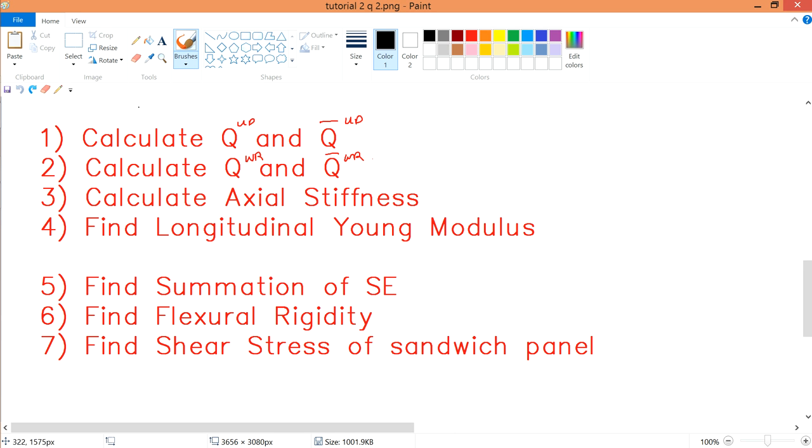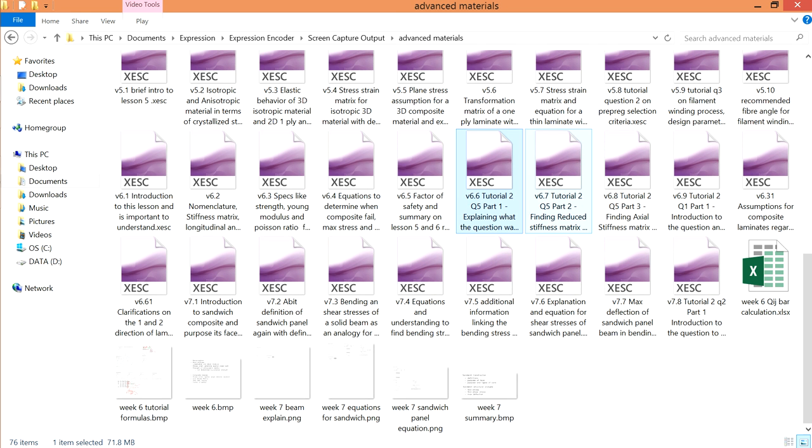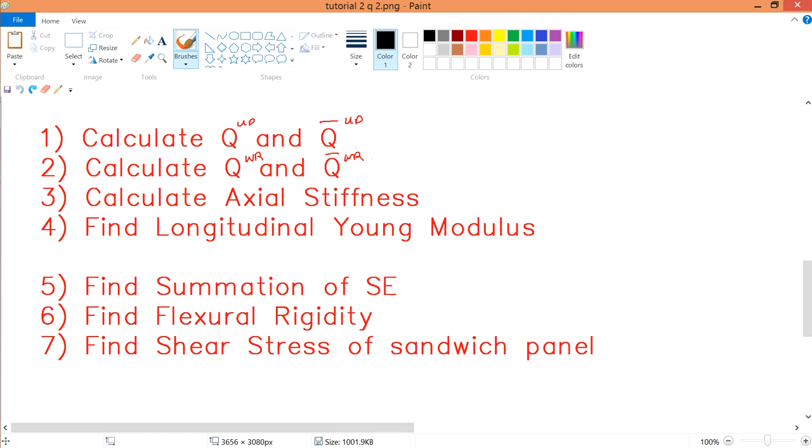the stiffness matrix Q. Alright, if you find it not familiar, you can head back to a few videos, tutorial 2 question 5, where we talk about finding the Q, finding the stiffness matrix.